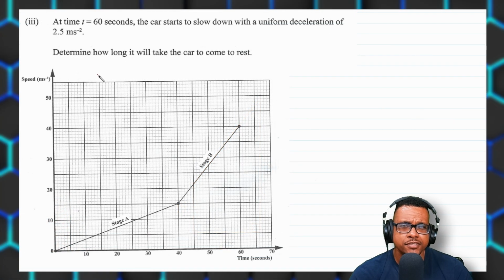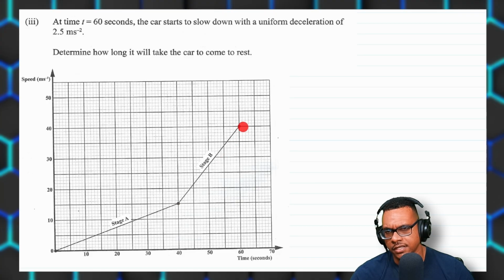Now, for part 3 of this question, we have at time t is 60 seconds, the car starts to slow down with uniform deceleration of 2.5 meters per second squared. Now, remember we said that acceleration was the gradient of the line. So the acceleration for stage A will be the gradient of this line for stage A. The acceleration for stage B was the gradient of this line for stage B. Now, the thing about both stage A and stage B is that these lines have a positive gradient, and that's why it's acceleration. Now, deceleration would have a negative gradient.